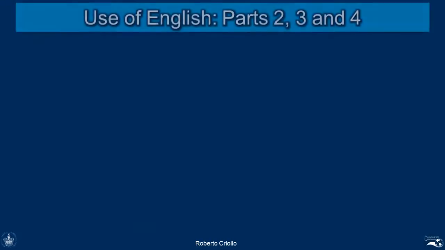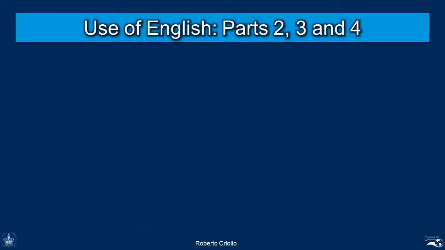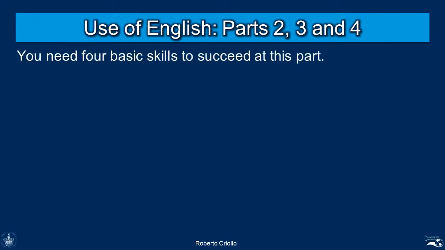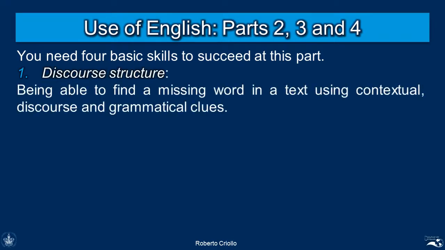So what do we mean by use of English? When we answer parts 2, 3, and 4 of this test, we're going to need 4 basic skills. First of all, we need to understand the discourse structure, in other words, how texts are organized. They're going to ask us to find a missing word in a text, and obviously the only thing that we have is the contextual, the discourse, and the grammatical clues. So we need to understand how texts are structured, so that we can find that missing word by using only these clues.